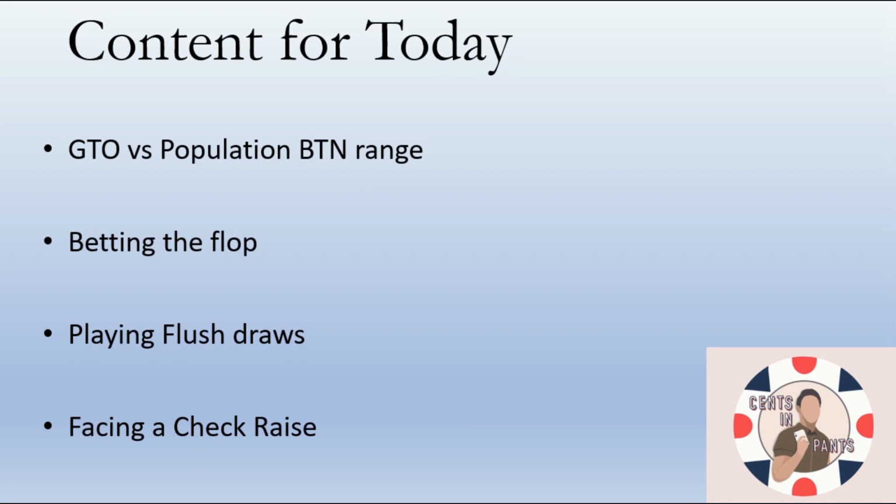So for today, I'll be talking about GTO versus population button flatting range. The second thing I want to talk about is the ranges that we will be betting the flop with. The third will be how to play our flush draws, and the fourth is what do we do when we face a check raise, or if we plan to do some check raising ourselves against the button if he decides to bet after we check to him.